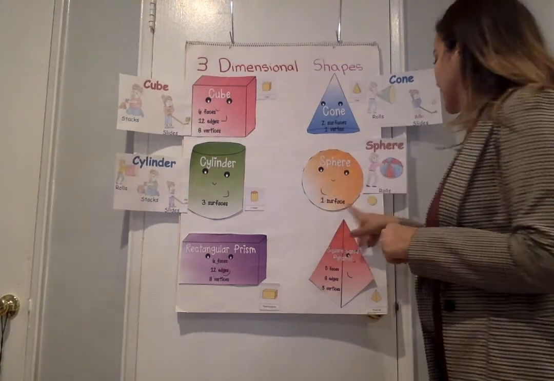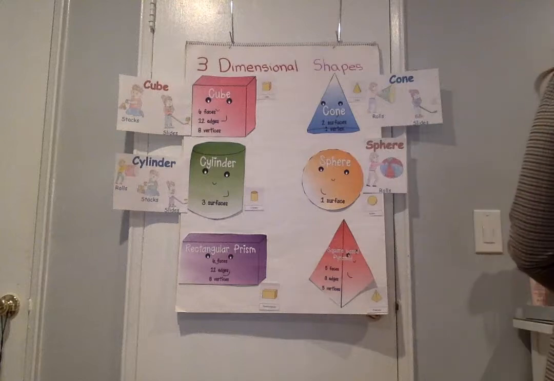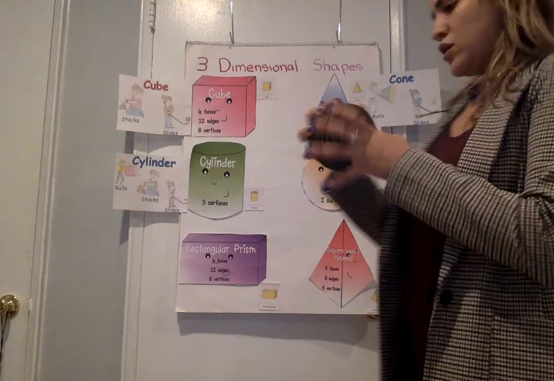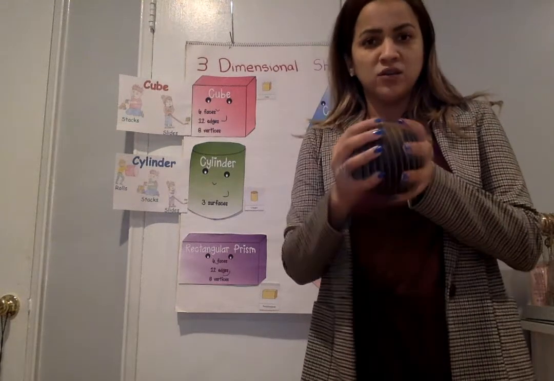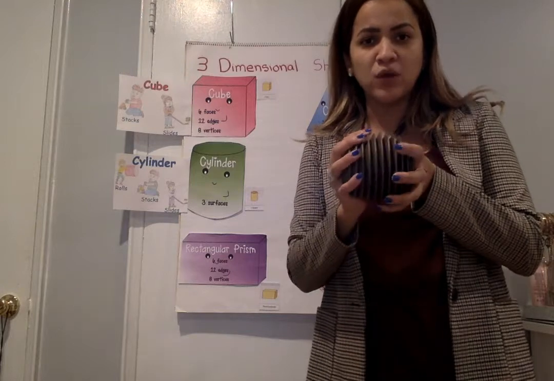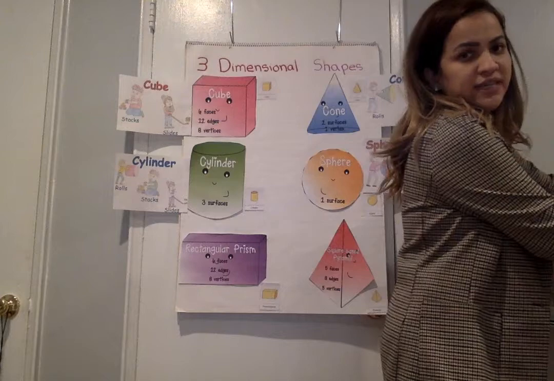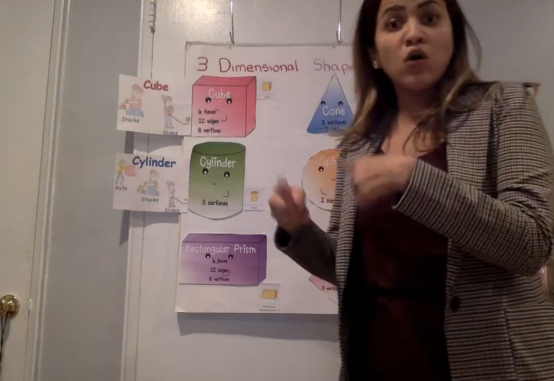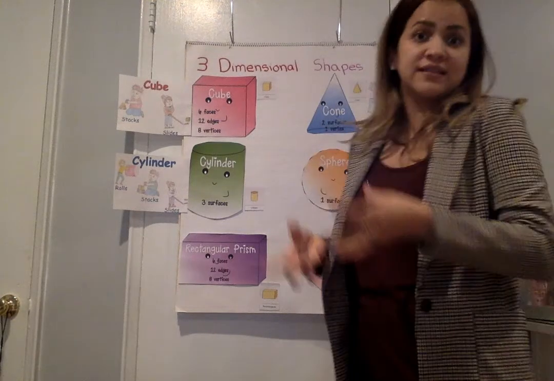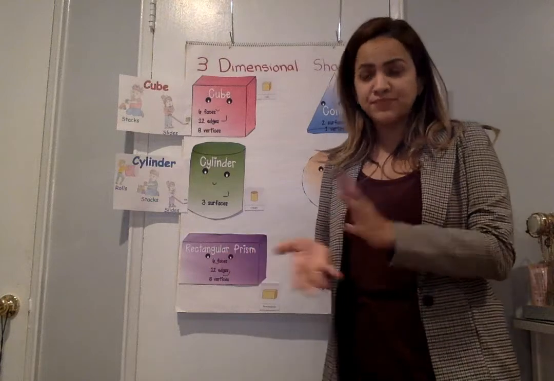Then we have a sphere. A sphere is kind of like a ball. It's only one surface, like a ball. It doesn't have any vertices. No corners. And it rolls.